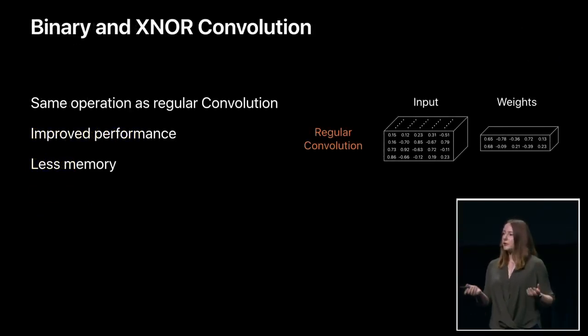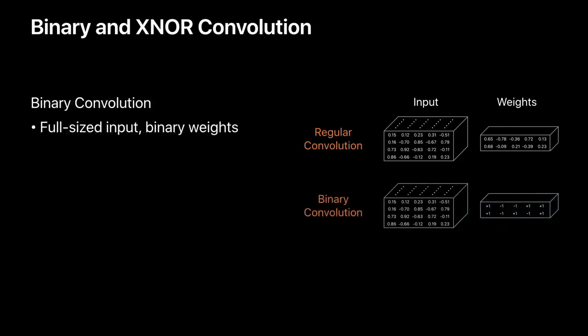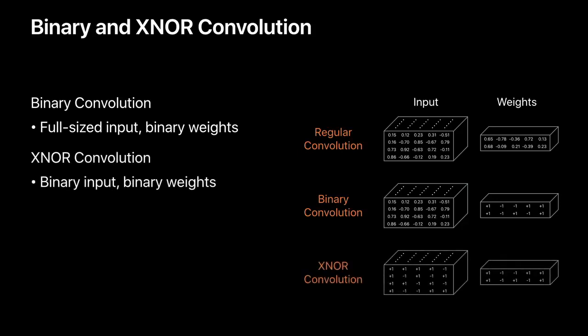Binary and XOR convolution perform the same exact operation as regular convolution, but they do so with improved performance and great space savings. So in regular convolution, you may have floating point input and floating point weights. What binary convolution allows you to do is to use your full-size input with binary weights. And for XOR convolution, the first thing that happens is that your input is first converted to binary, so that both your input and the weights are binary. In regular convolution, the input has to be multiplied with the weights. And for XOR convolution, this operation becomes a simple XOR operation.